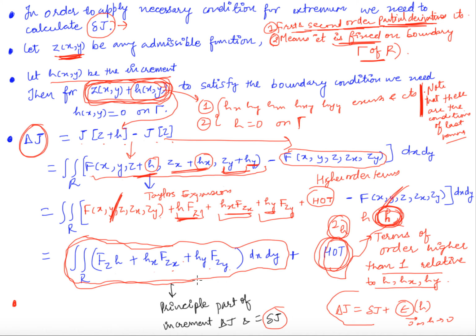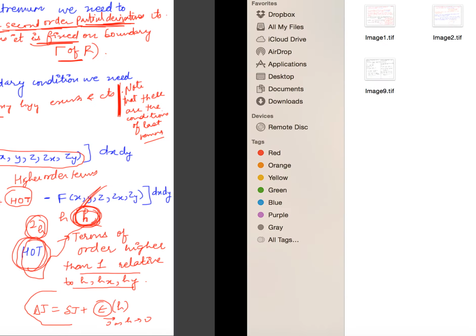Now the necessary condition is that this variation should be 0 on the extreme functions. Let us see what is the equation we'll get.